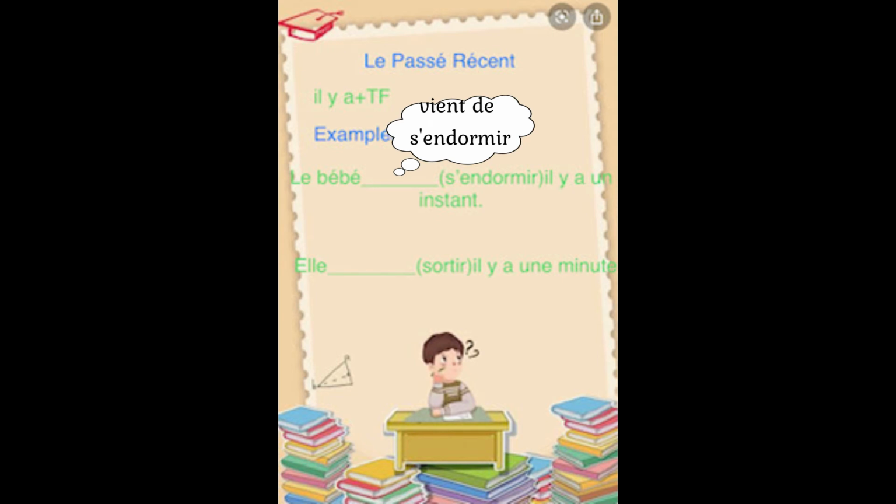The next sentence is "elle il y a une minute." The verb is sortir. Now we can see il y a plus a time factor, which is une minute. So we will use the passé récent tense and it will be written as elle vient de sortir.